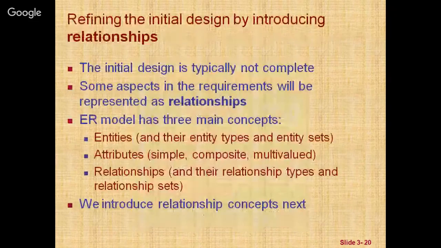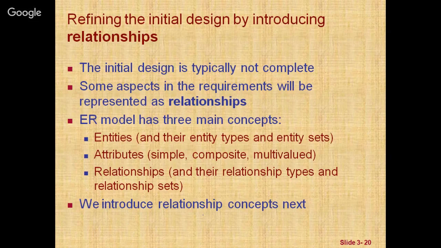Okay. So whenever an attribute of one entity type refers to another entity type, some relationship exists. So some aspects in the requirements will be represented as relationships. For example, the attribute manager of a department refers to an employee who manages the department.